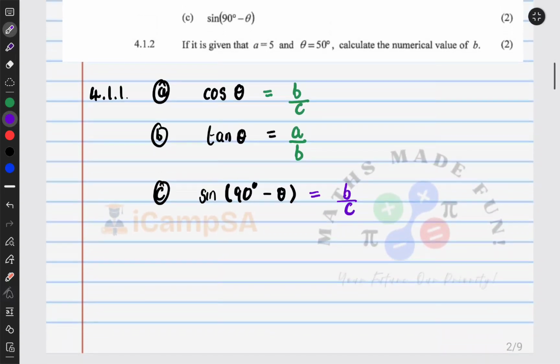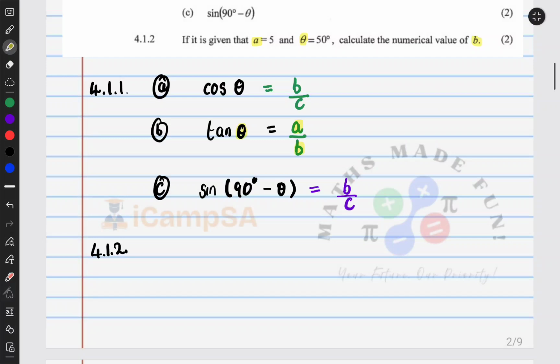For 4.1.2, if it is given that A is equal to 5, theta is equal to 50 degrees, calculate the numerical value of B. Now that is pretty simple, because we just have to look at the ratios that we have just determined in the previous step and see which one has A, theta and B.